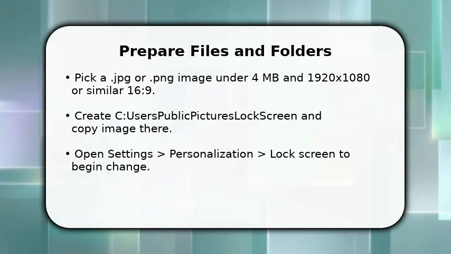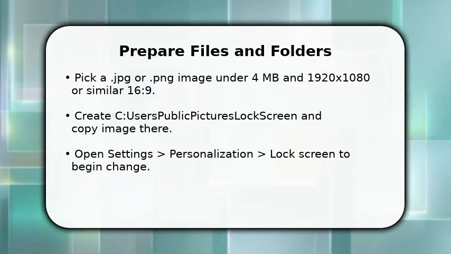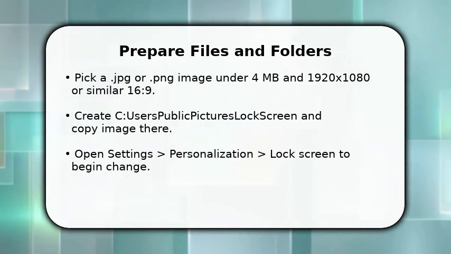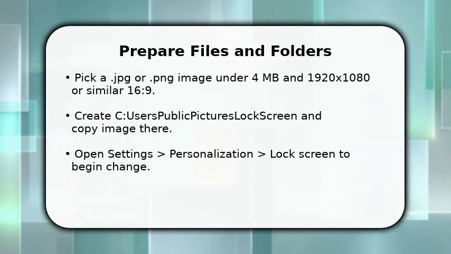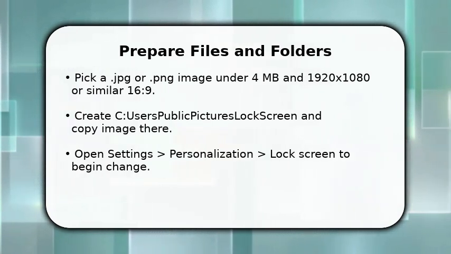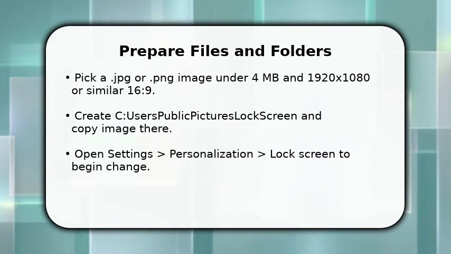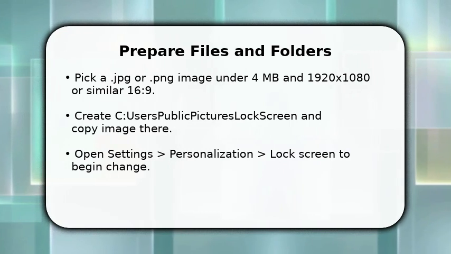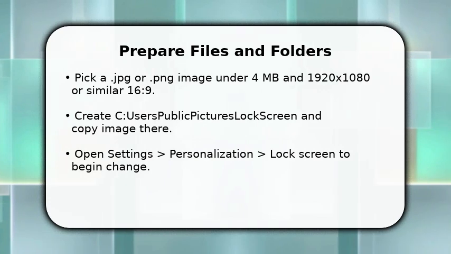You start by preparing one image and a public folder so Windows can use it without activation limits. Copy the image to C:/Users/Public/Pictures/Lock Screen, and keep the file name simple. Once done, open Settings, go to Personalization, and select Lock Screen. You do this because changing the lock screen via a public folder bypasses some UI restrictions on unactivated builds. Make sure to pick a supported format like JPG or PNG, and a reasonable resolution so the system accepts it.